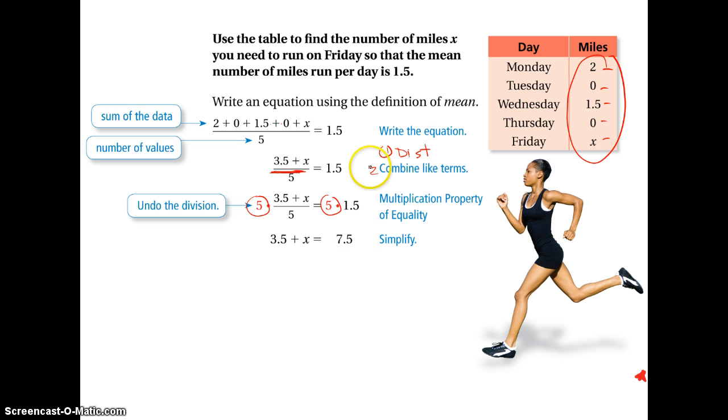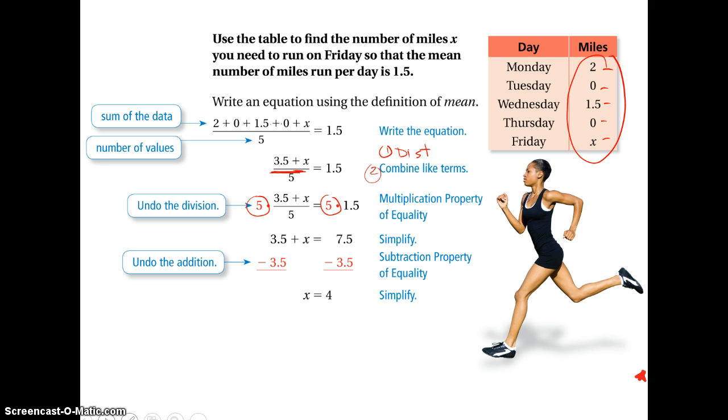Now I need to do the opposite of adding or subtracting. I subtract 3.5 from both sides, and my final answer, x equals 4. So to have a mean of 1.5 miles per day, my last day I have to jog 4 miles.